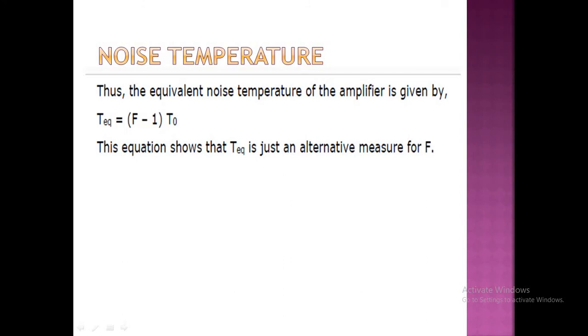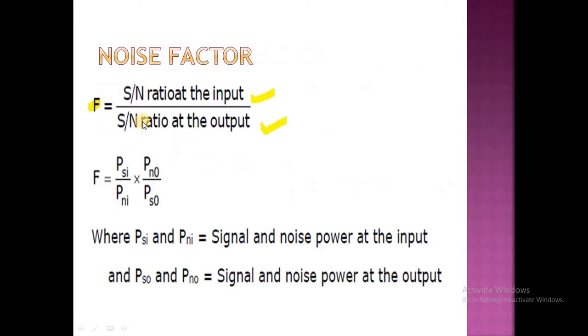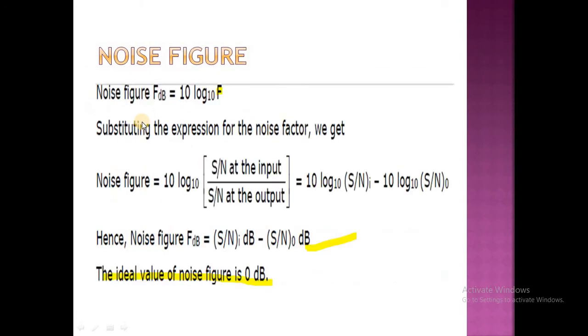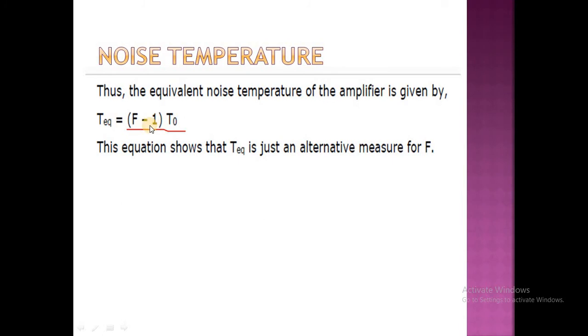And noise temperature. The formula for noise temperature is given by (F minus 1) into T naught. What is F? F means noise factor. Noise factor minus 1 into T naught. This equation shows that T equivalent is just an alternative measure for F, that is, the noise factor. It is the noise temperature formula.